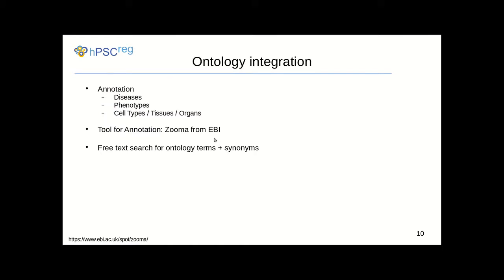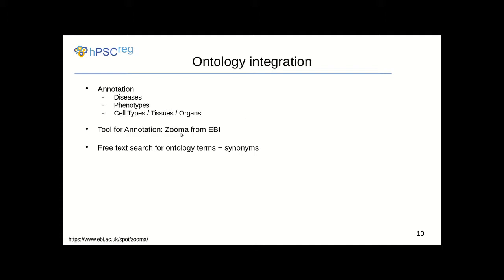So far, the possibilities of ontologies in hPSCreg are only used to a very limited extent. Mainly it is used for annotation of different areas, thus diseases and phenotypes of donors are annotated, as well as disease-associated modifications of genetically modified lines. And furthermore, the original tissue or cell type and the germ layer or cell types and tissues are annotated in which the pluripotent stem cell line can differentiate.